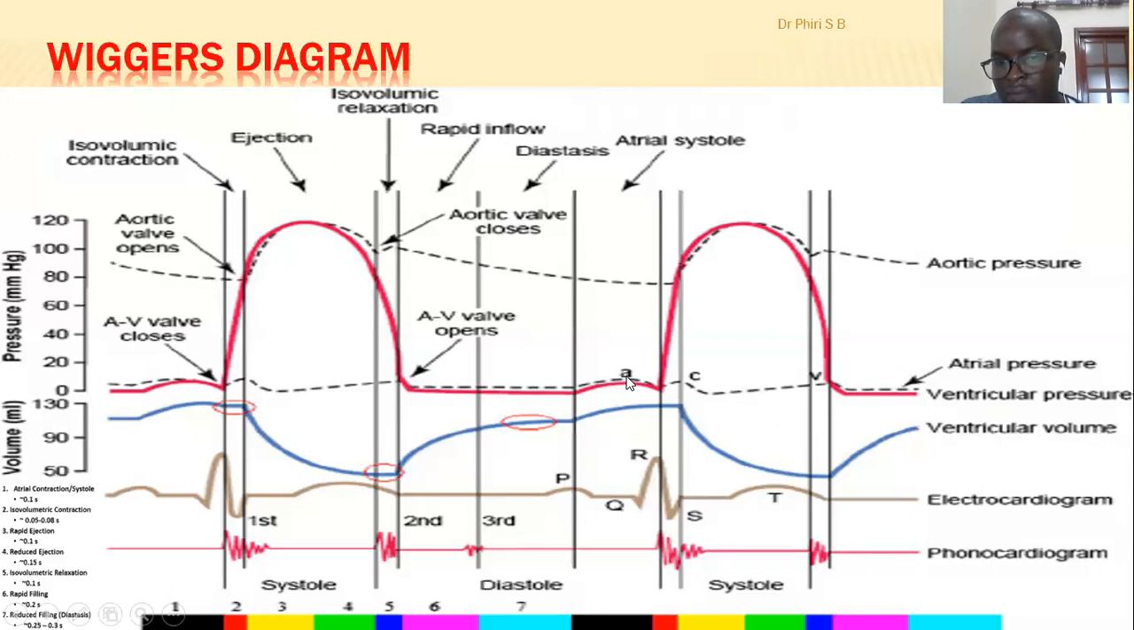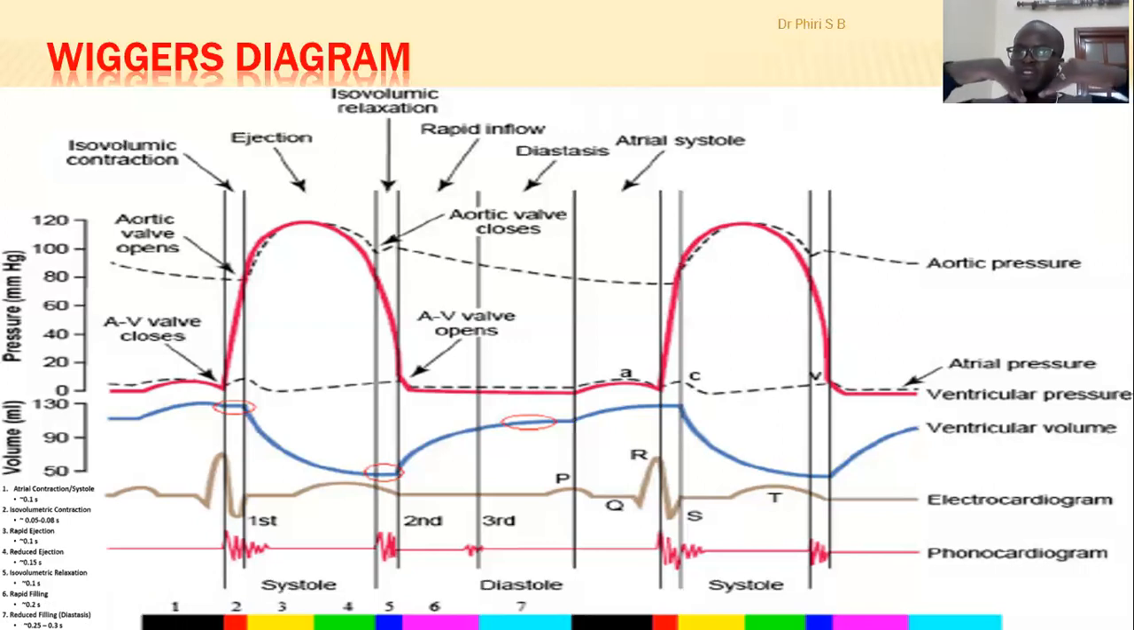Then there will be closure of the AV valve due to an increase in the ventricular pressure, because the ventricles now are contracting. So the AV valves are going to close. And this closure of the AV valve will produce a wave within the atrial pressure, which is called the C wave. You can see here this C wave taking place within the isovolumetric contraction, and is as a result of the bulging of the valves.